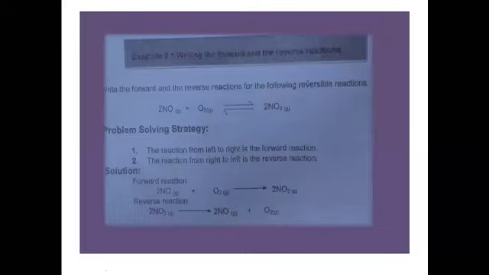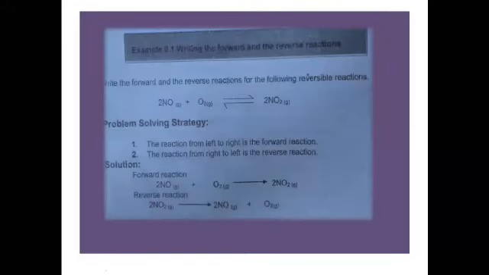Next topic is example 9.1, writing the forward and the reverse reaction. This is a reversible reaction, that is nitric oxide. Reaction with oxygen or addition of oxygen is called oxidation. So the oxidation of nitric oxide, or the reaction of 2 moles of nitric oxide with 1 mole of oxygen gas, will produce 2 moles of nitrogen dioxide.